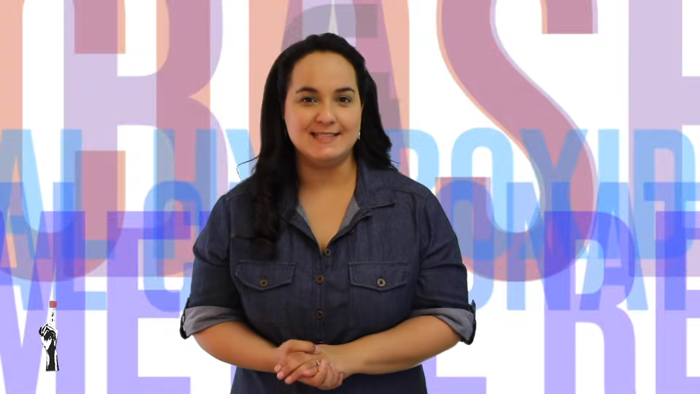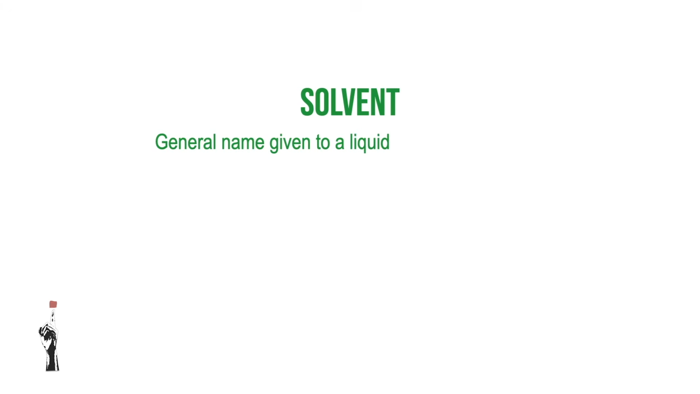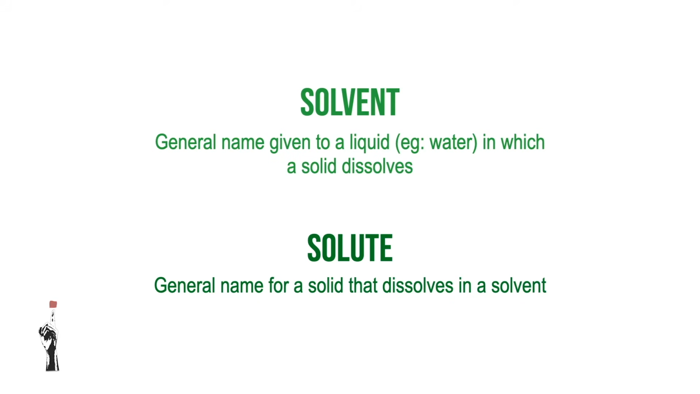We have two key terms for the day. Term 1 is a solvent. A solvent is the general name given to a liquid, such as water, in which a solid dissolves. Term 2 is a solute. A solute is the name for a solid that dissolves in a solvent.